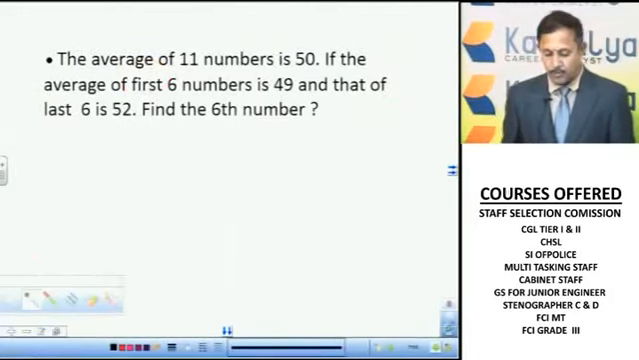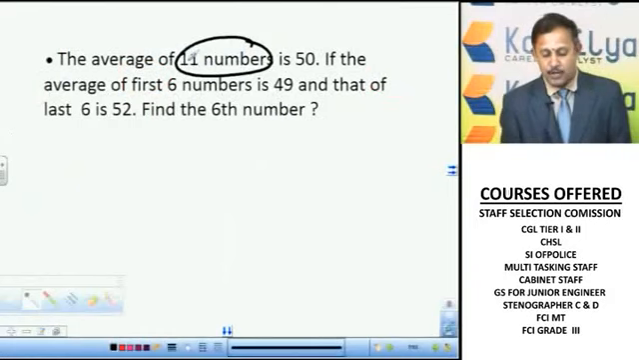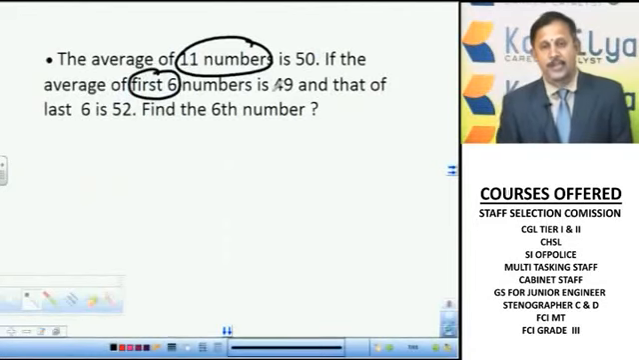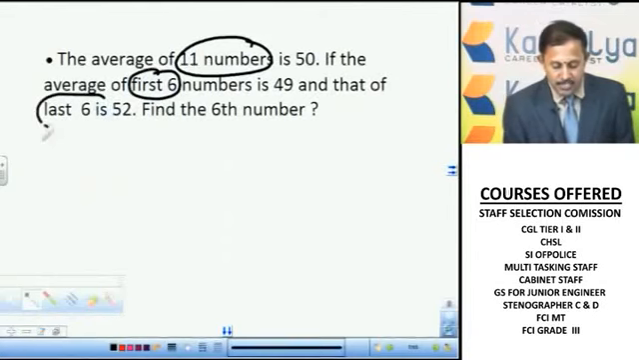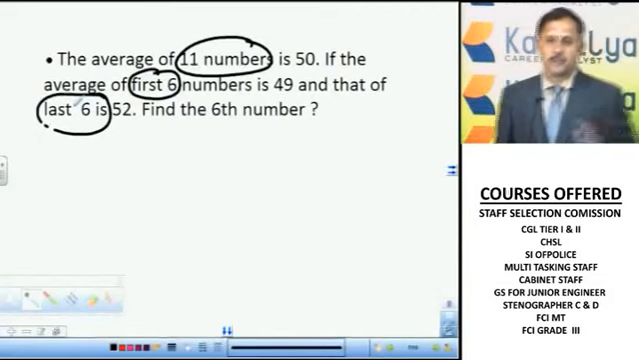And we can give one more example to you. The average of 11 numbers is 50. Next, the average of first 6 numbers is 49, and the average of last 6 numbers is 52. The same concept as we did in the previous problem.